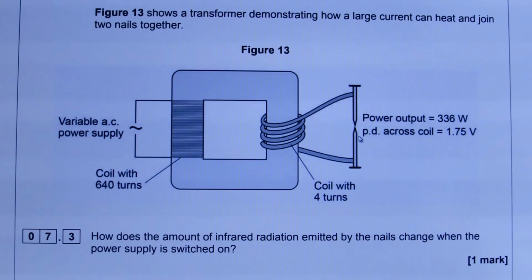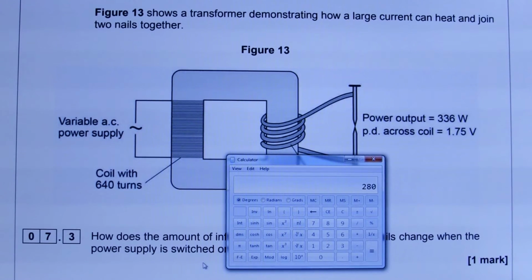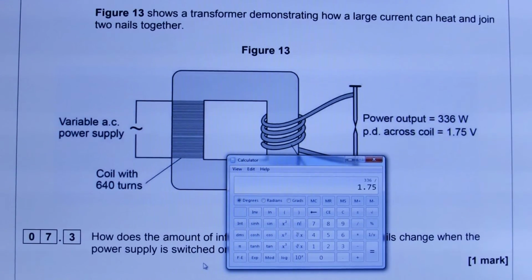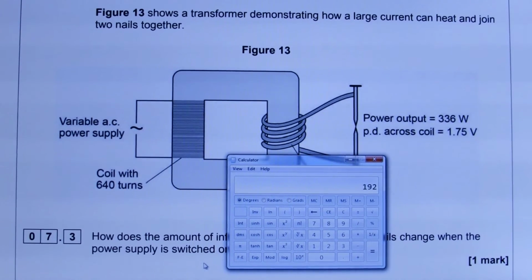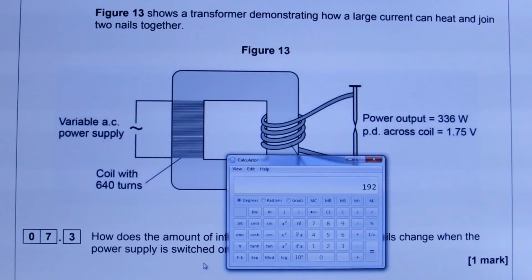Well, actually, screw it. The current's got to be... If this is 100% efficient, the current is actually going entirely into this. 100% efficient transformers, sorry. So, all you really need is that the current there is 336 watts divided by 1.75 volts, which is 192 amps. There's your current.